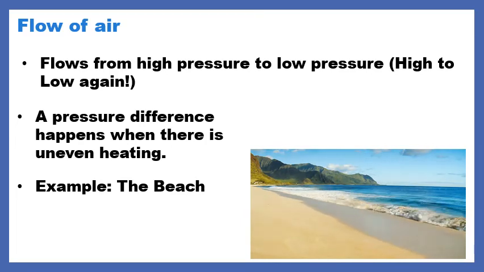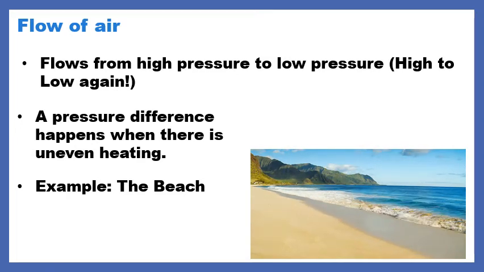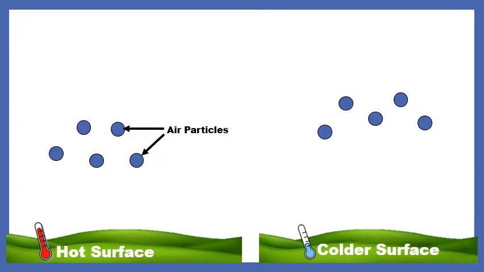So in the next slide I'm going to show you exactly how there is a difference in air pressure when we have different heating surfaces. So here we go. I've got two surfaces. On the left, I have a hot surface, and on the right, I have a colder surface. And those little blue circles are going to represent air particles. So let's start with the hot surface first. Well, what happens is those air particles above the hot surface, they're going to start to warm up.